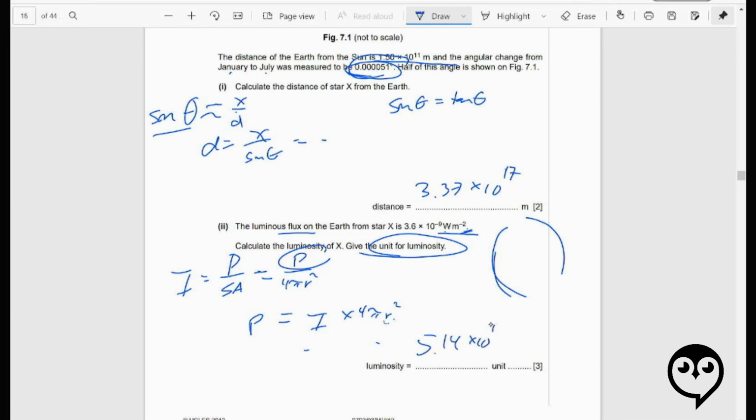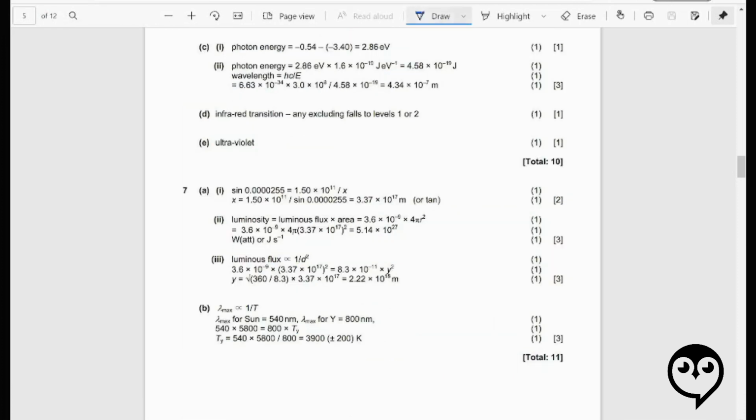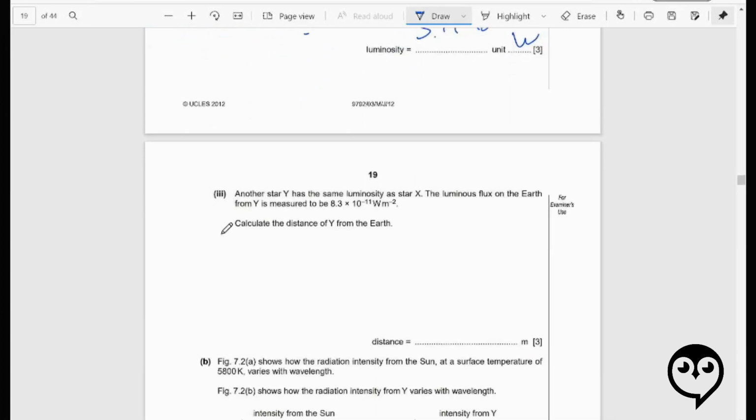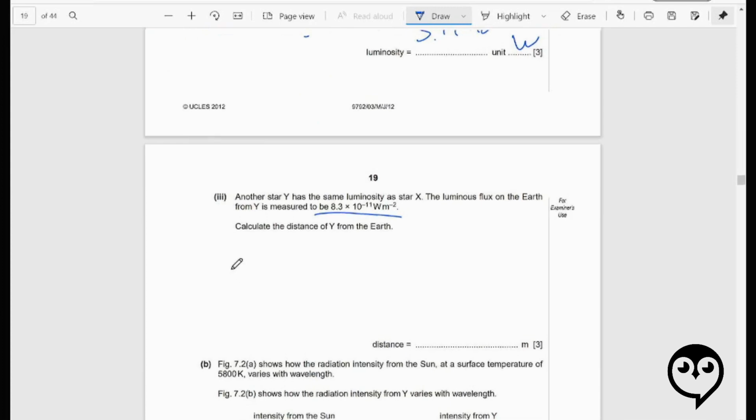5.14 times 10 to the power of 27, and the unit should be watts. Looking at the mark scheme, yeah, we had that, and it's watts, or joules per second. Okay, another star has the same luminosity, and its flux is measured to be this. Calculate the distance of Y from Earth.